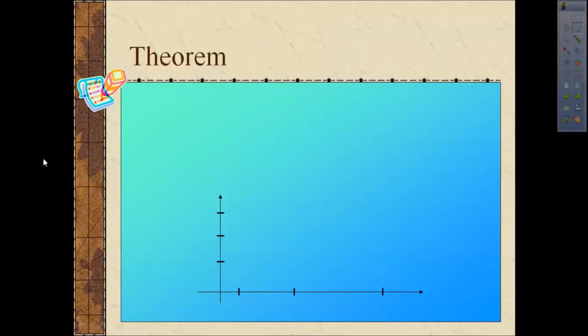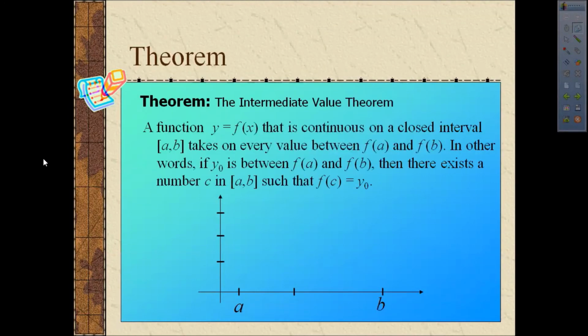The final concept for this section is a theorem called the intermediate value theorem. And it's a little bit wordy, but I'll try to explain what all this means. It says a function y equals f of x that is continuous on a closed interval a to b takes on every value between f of a and f of b.